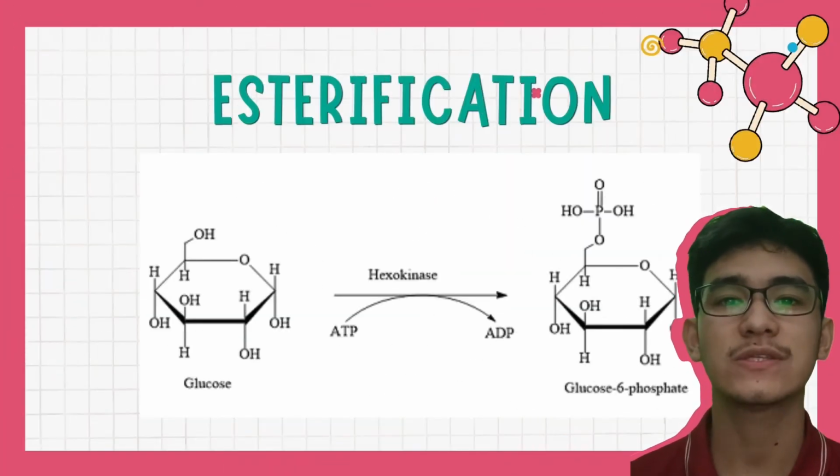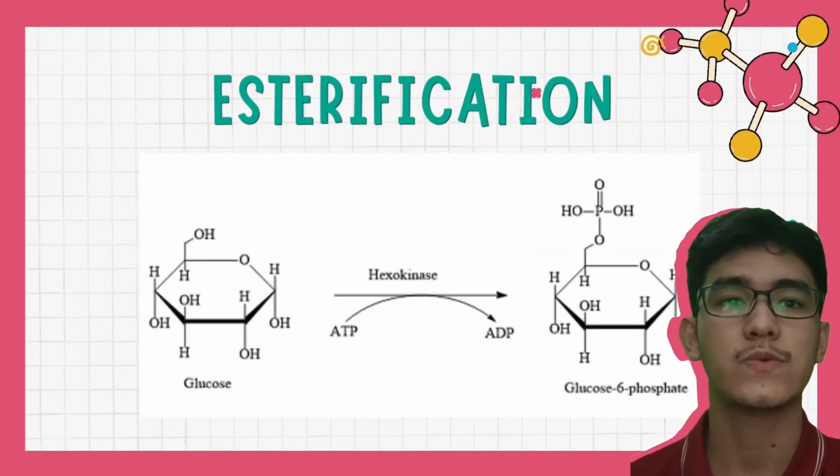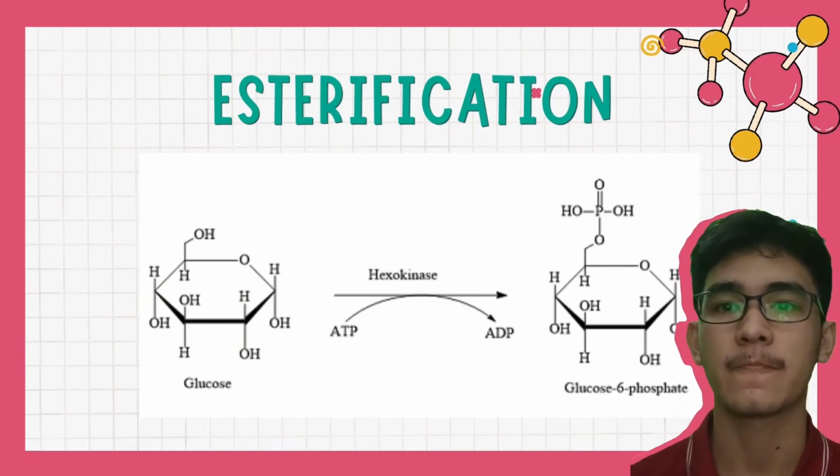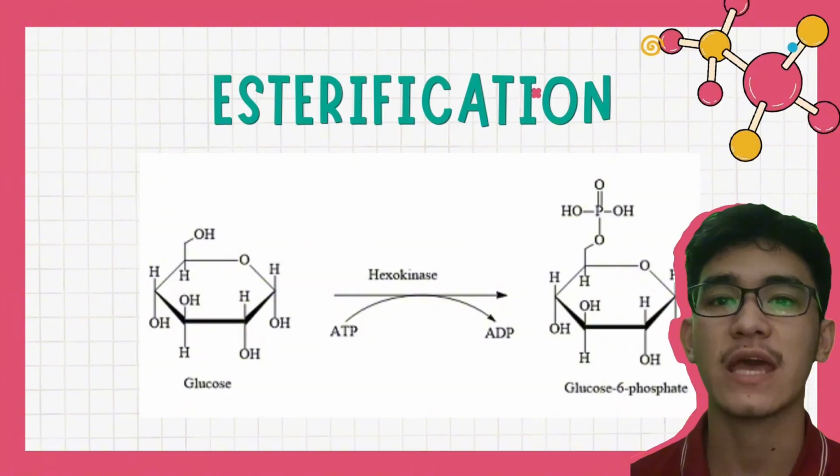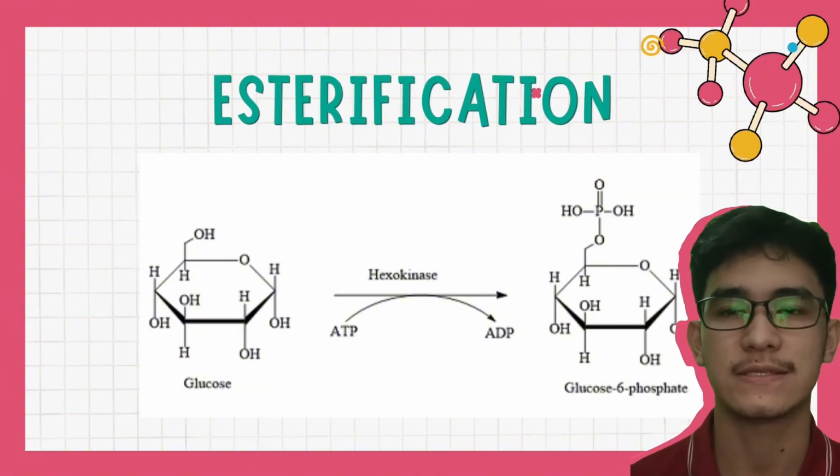As you can see, the hydroxyl group on the 6th carbon of glucose reacts with the phosphate group from ATP, forming glucose 6-phosphate. This process is catalyzed by hexokinase.